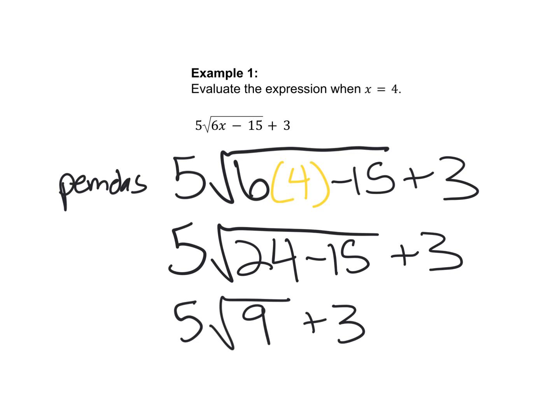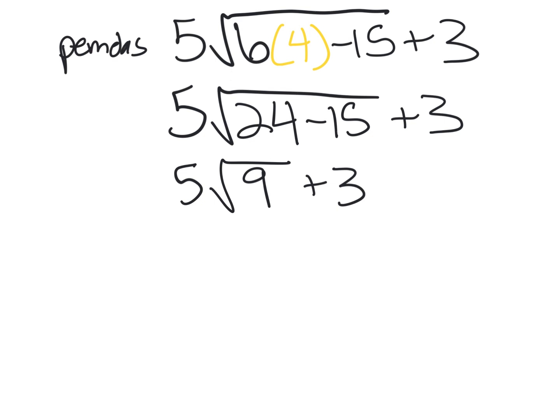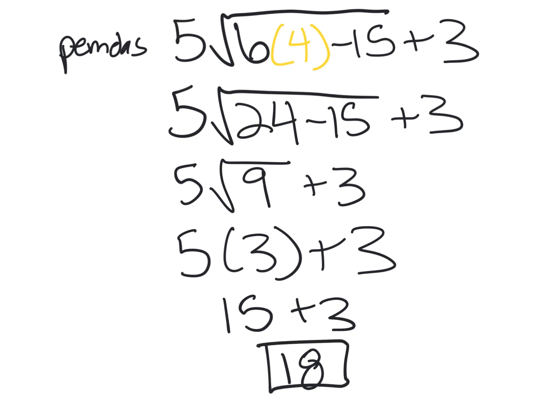Then I have this plus 3, and if I continue, my next step is to simplify the square root of 9. Square root of 9 is 3 because 3 times 3 equals 9, as a reminder. And I wrote these parentheses here because I have to remember that I'm taking 5 times 3. So that's my next step, I have to multiply because I do that before I add. 5 times 3 is 15, and 15 plus 3 becomes 18, which is my final simplified answer after I've evaluated.